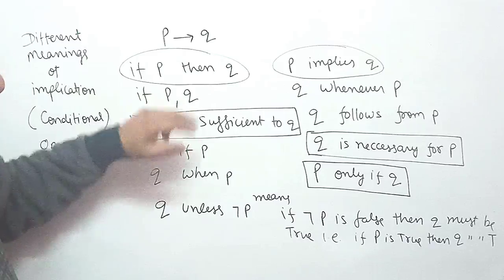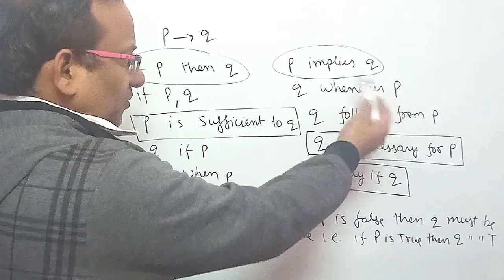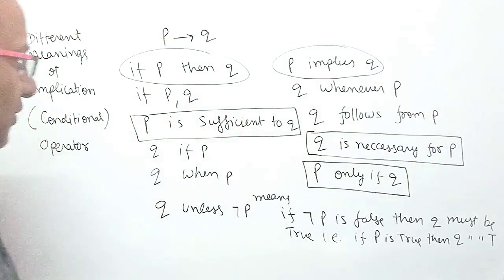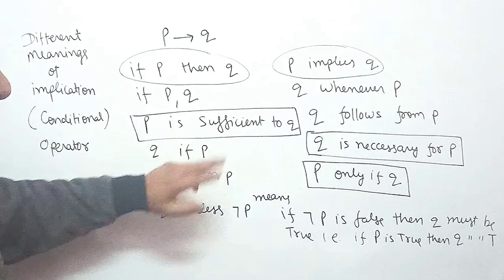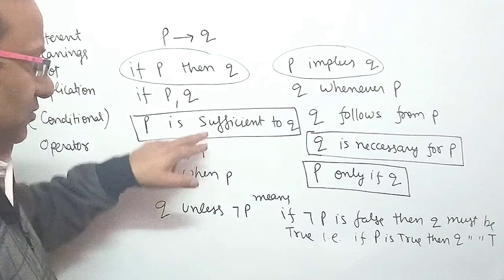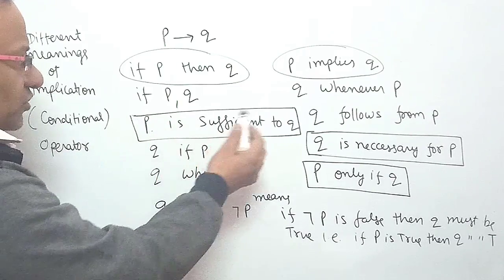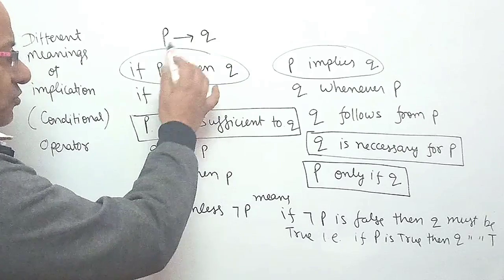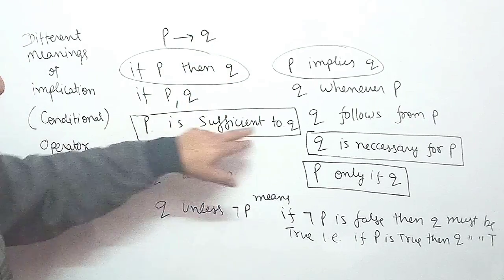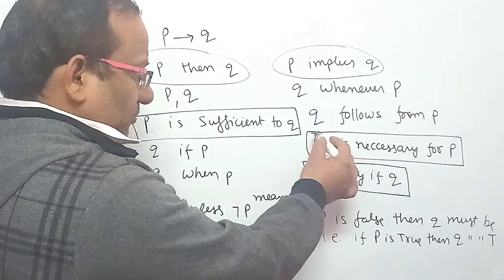A few others: if P comma Q. Q whenever P. So whenever P is true, Q is true. Or Q follows from P. Q if P. Q when P. And a few interesting interpretations: P is sufficient for Q. If P is true, Q has to be true. So we can say P is sufficient for Q. This is a little bit tricky.